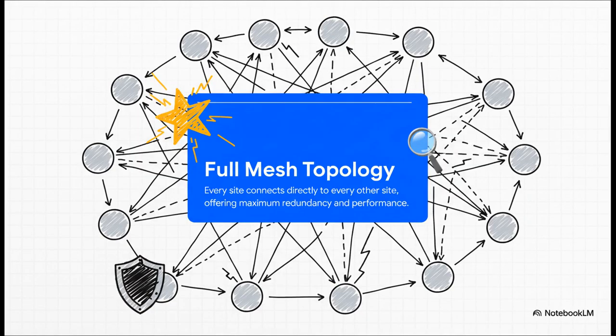And this is the gold standard for reliability, the full mesh. In this design, every single site has a direct, dedicated link to every other site. It creates this incredible web of connections. If one link fails, no big deal. The data has dozens of other paths it can take instantly. It is, hands down, the most resilient design you can build.